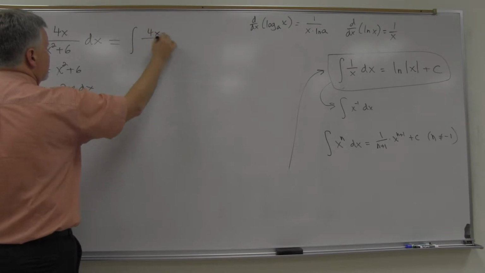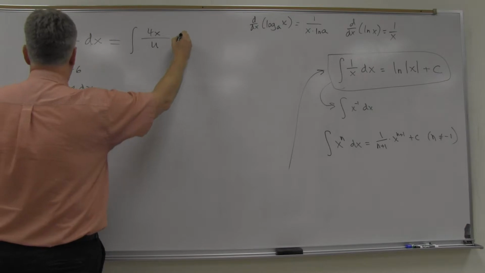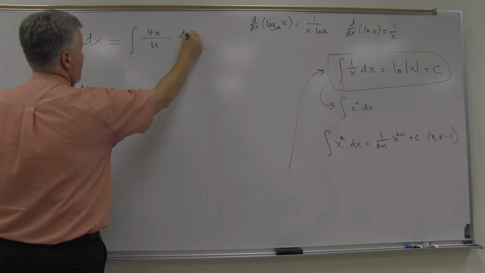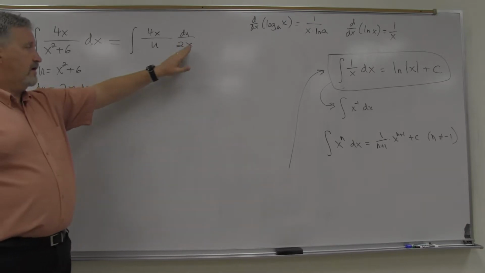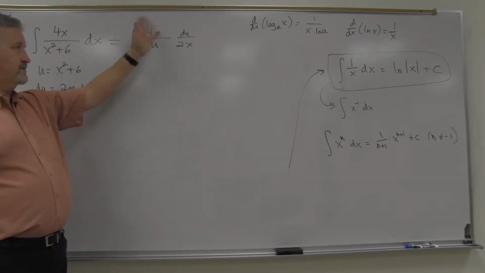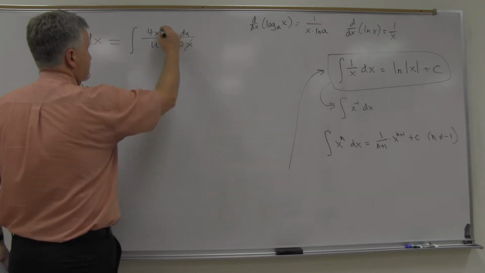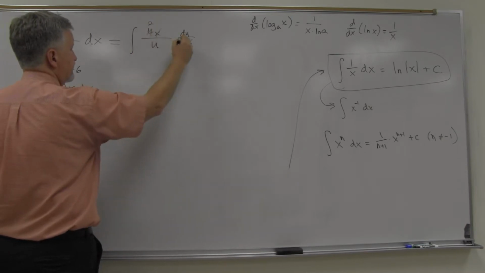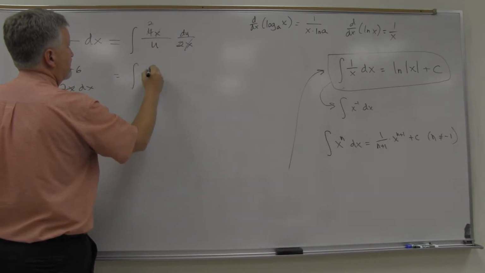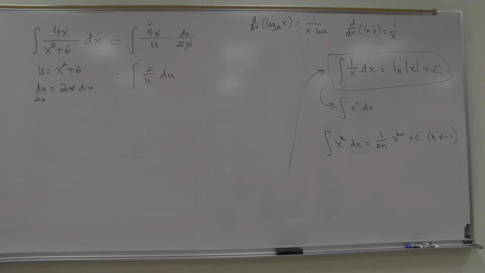So the 4x kind of comes along, then u is the denominator, and dx is du over 2x. Hey, this is going to work, isn't it? For this to work, whatever x I have down in here needs to cancel out with something over here. And sure enough, that x cancels with that x. Leaves me a 2 here. So I wind up with 2 over u du. Hey, that's a whole lot simpler.